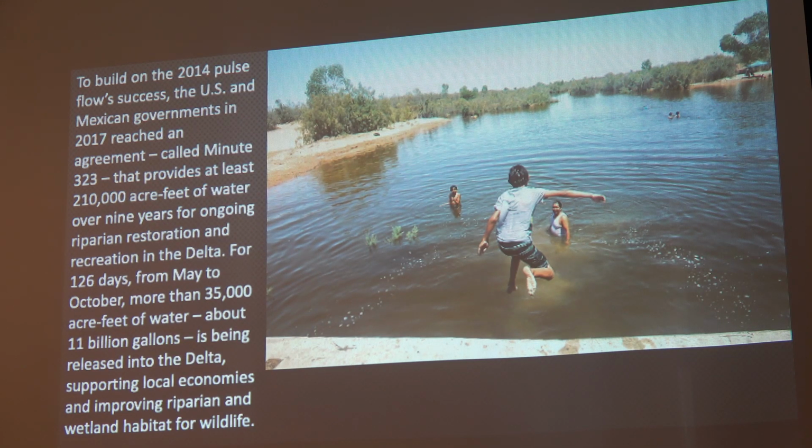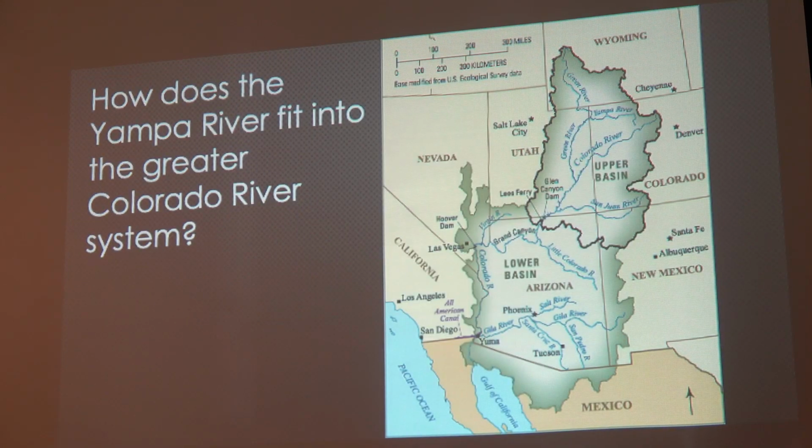Yes, I think that going forward, there is a period between May and October where that pulse flow is going to continue, and a little bit of water that everybody is so desperate for is going to be allowed to reach the Gulf of California, which is really, really cool. But we digress. We'll get back to the Yampa River.